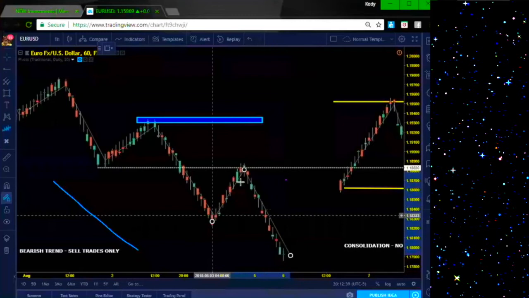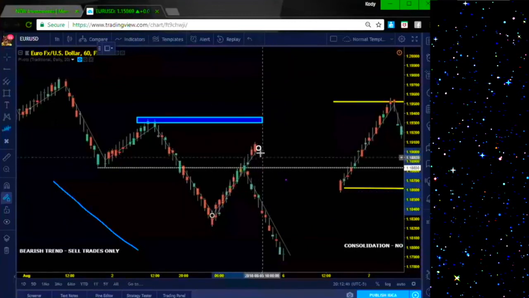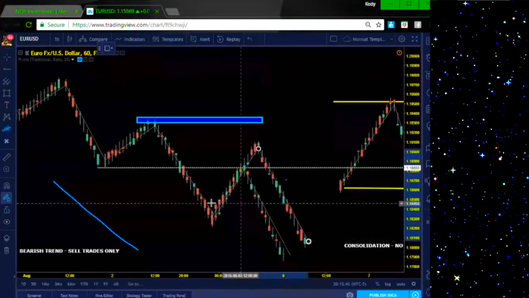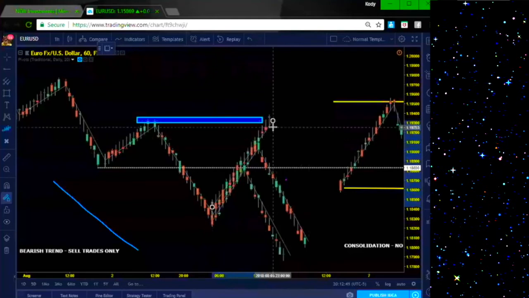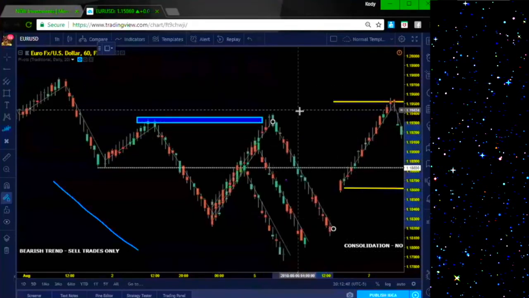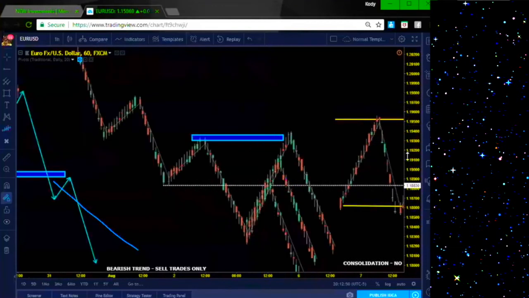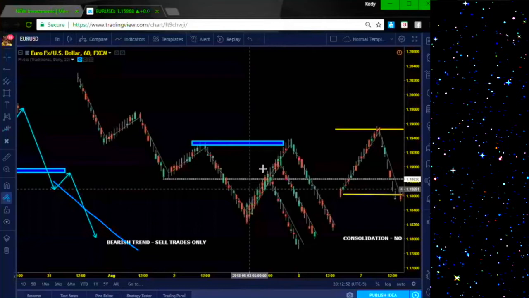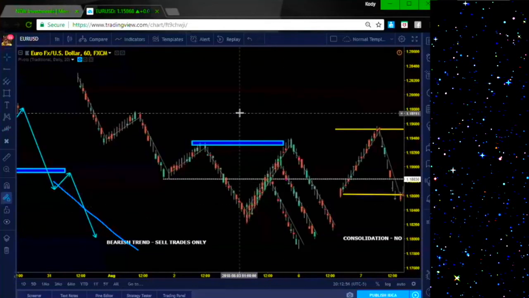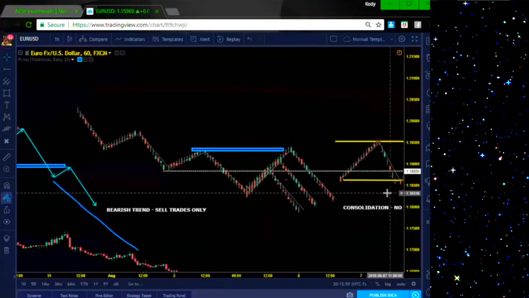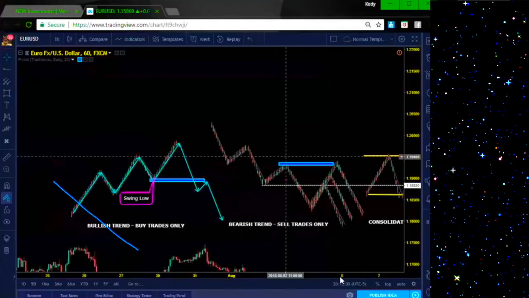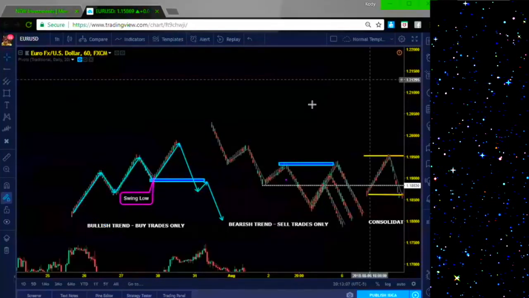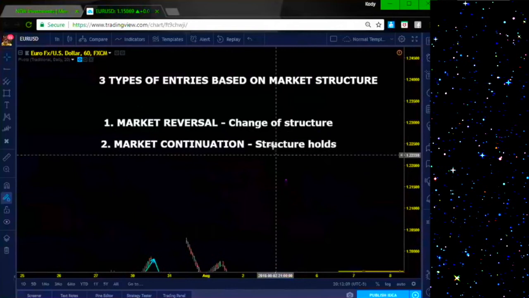Okay, but we know that price can come back anywhere in here and still continue on, even all the way back up to structure. So what a continuation trade is going to look like, guys, is we're going to be simply looking to find an entry in the direction of the current trend. It's that simple. Okay, so that's going to be the continuation trade. So those are the two. Let me erase this again. There we go. Okay, those are the two trades that we've discussed so far.